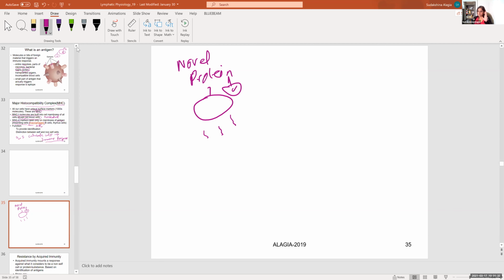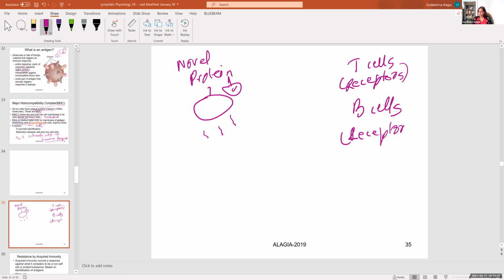Now, we have these cells known as T cells. I'm going to talk about that in a second, just to give you the overarching idea. And B cells. These T cells and B cells have different types of surface receptors. It's all about receptors. Recall, receptors are necessary to bind to anything.